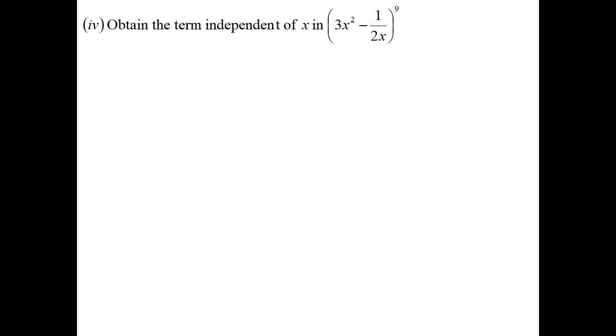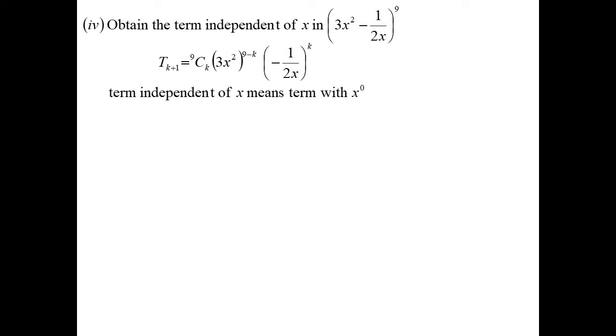Find or obtain the term independent of x in this expression here. Well, write out the general term. It's always a good starting point for these sort of questions. What is the general term? Term k plus 1: 9Ck, 3x squared to the power of 9 minus k, minus 1 on 2x to the power of k.